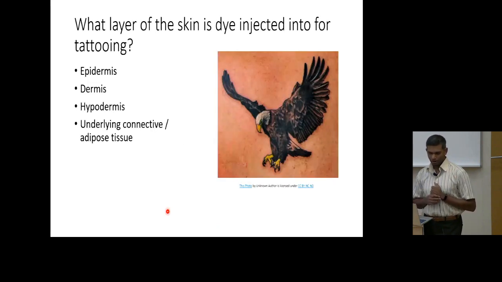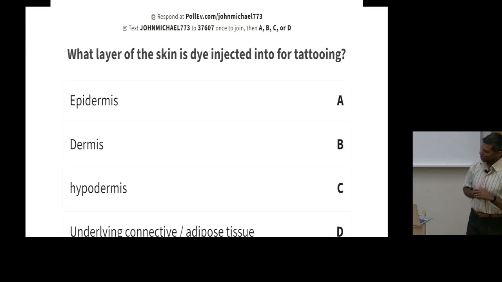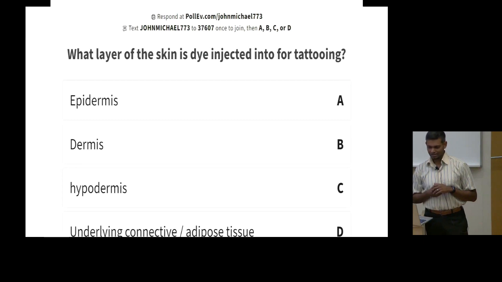So I have a couple of questions for you. So what layer of the skin do you think dye is injected into when you put a tattoo? Is it the epidermis, dermis, hypodermis, or the underlying connective adipose tissue?